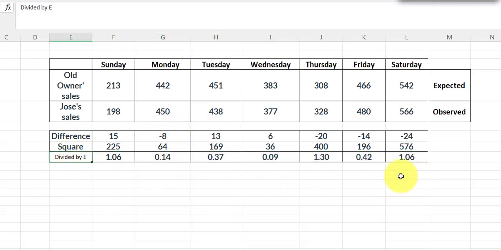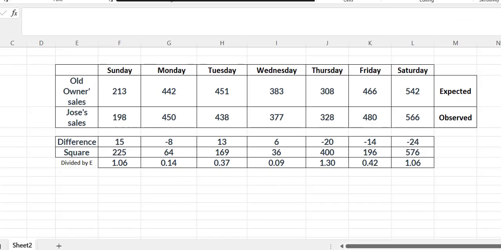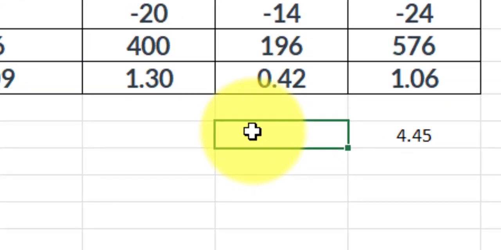Now we're going to go ahead and sum all those up. Go to the auto sum up there, click the auto sum, and it's asking me, what do you want to auto sum? And I'm going to say, no, not these. I want these auto summed up. Enter. So that is my chi-squared test statistic.